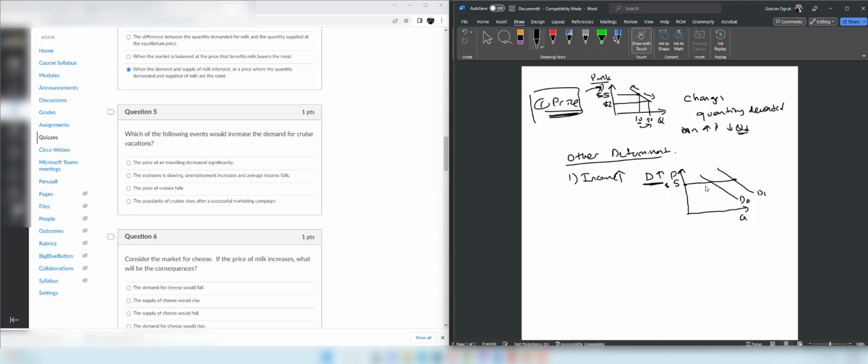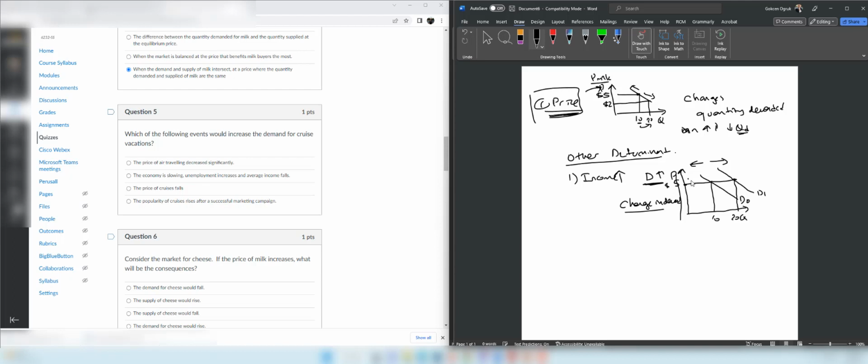At $5, they were buying 10 units before. Now at $5, because of the income, they buy 20 units. Since the entire demand curve shifts in this example, we call it a change in demand, okay? So change in demand is used for non-price determinants, and they shift the demand curve either to the right. Right represents an increase in demand and left represents a decrease in demand.